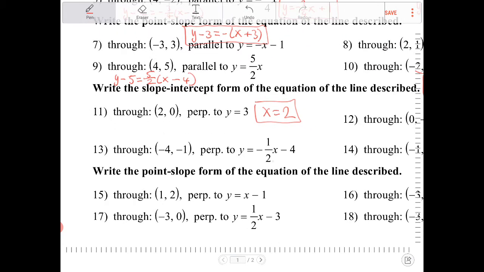What is the slope perpendicular to this given line here? Negative 1/2 x minus 4. The slope will simply be positive 2. You flip 1/2, it becomes 2, and you negate the negative, it becomes positive. So what is this equation? It's y minus negative 1 is equal to 2 times x minus negative 4. And to write this in slope-intercept form, this is simply equal to y is equal to 2x minus 9.